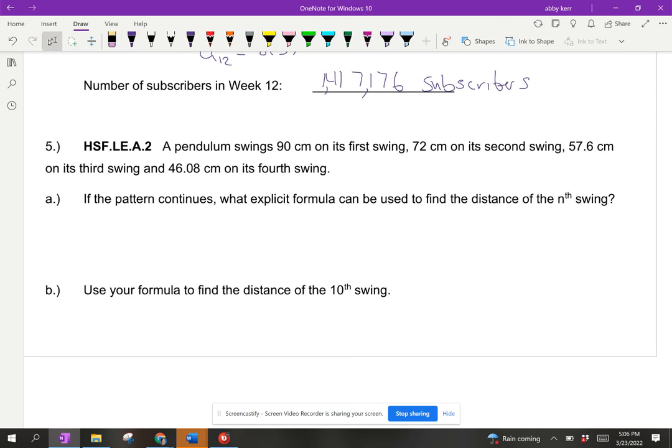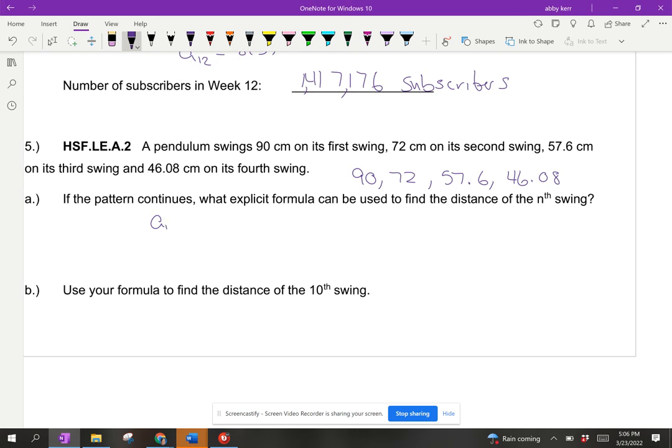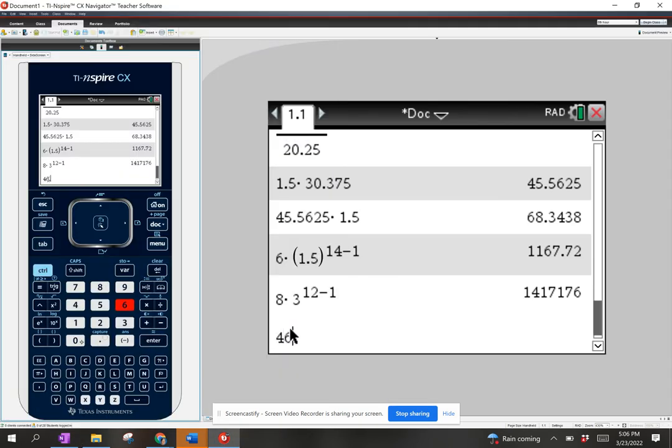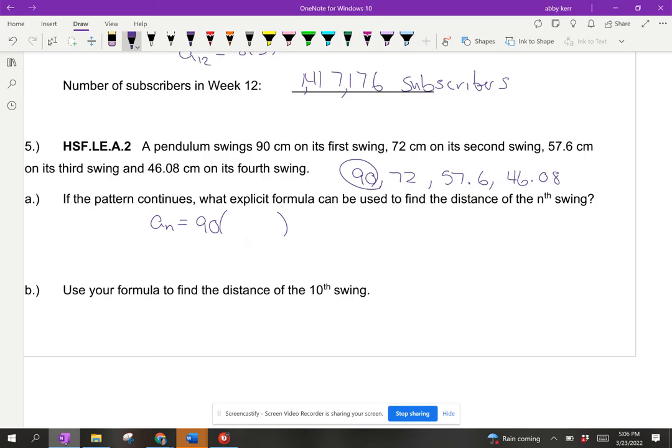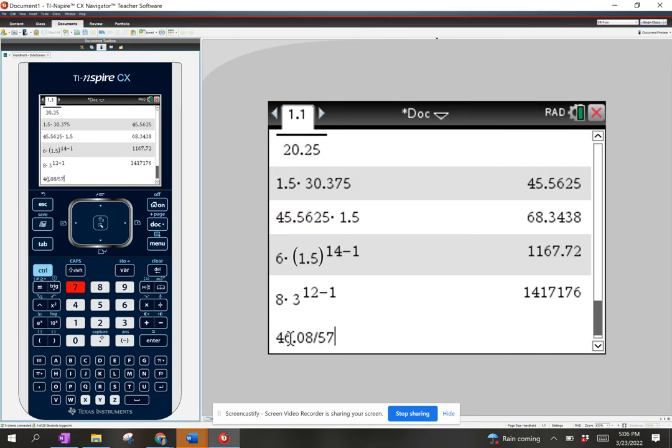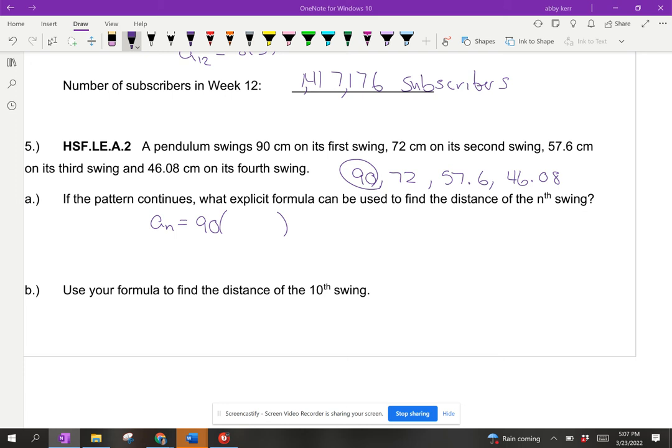All right, for number 5, a pendulum swings at 90, then at 72, then 57.6, and then 46.08, and so on and so forth. So that's actually our sequence. So our explicit, remember our starting value is going to be 90. And now we need to know the ratio. So we're going to start from the back and divide. So that's going to be 0.8.